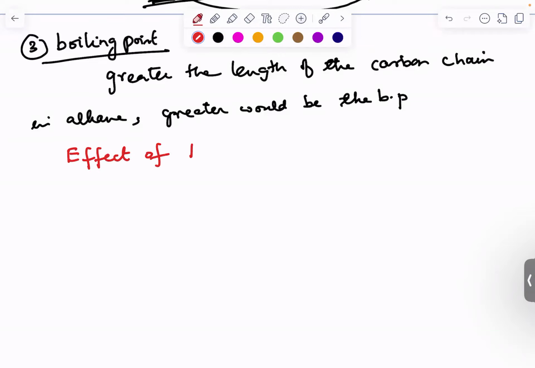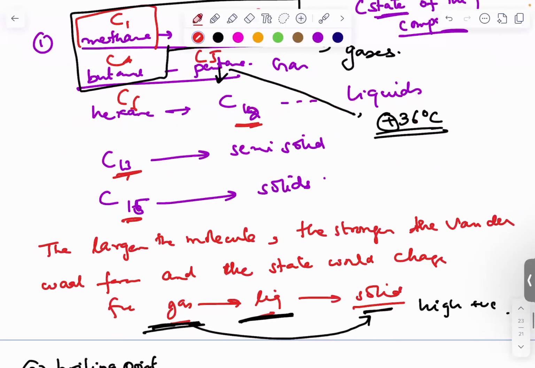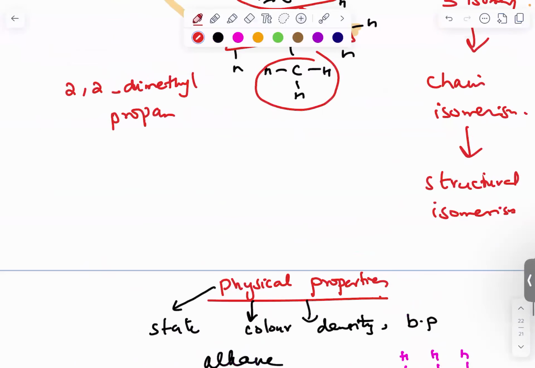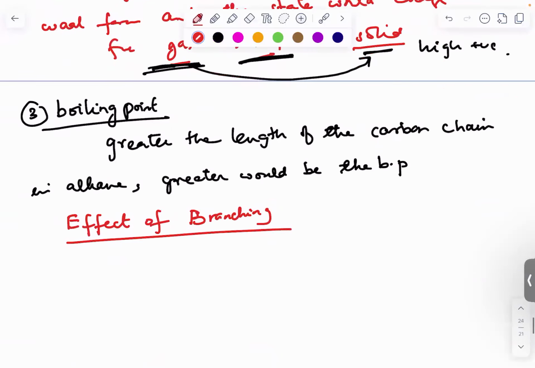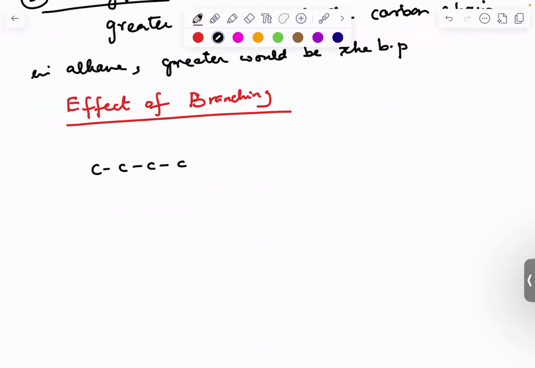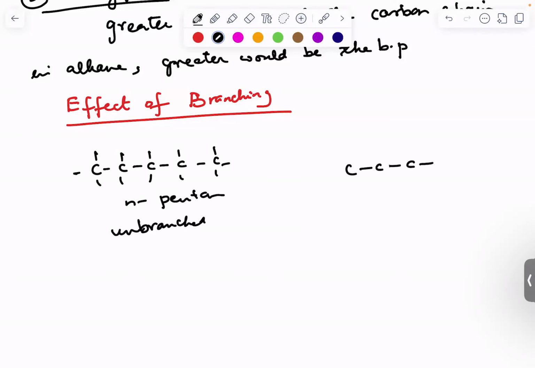Effect of branching. What do I mean by branching? This one is a branching. For example, this is unbranched pentane. I'm not putting hydrogens to save time. You know that it is surrounded by hydrogen atoms. Now, this is unbranched butane. This is unbranched. This is branched.